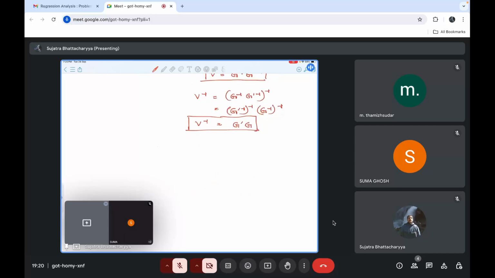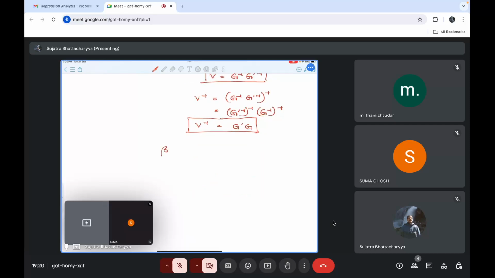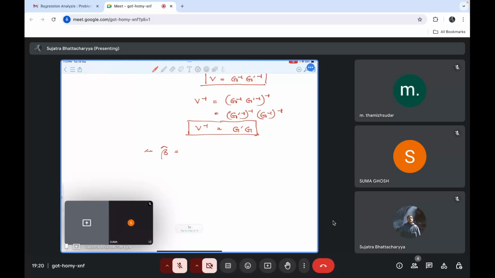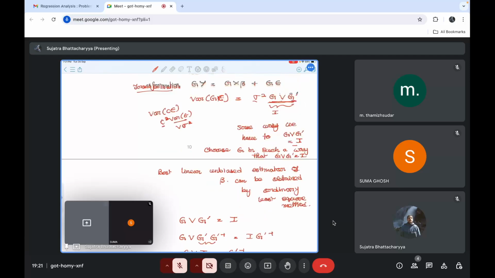Now come to beta hat. What we are talking about is beta hat for the transformed model. Remember, because we cannot use the actual model. Actual model has a problem because variance of epsilon is now V sigma square, not sigma square. That's why we got a transform model by multiplying with G, some matrix. With that, if you have to calculate beta, then what will it be? Simple. We have written that beta hat is what?